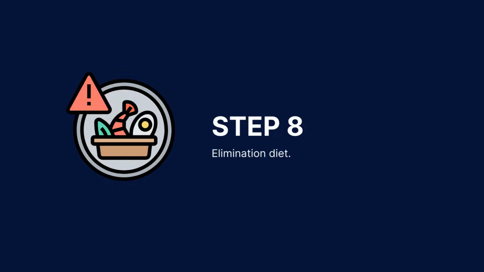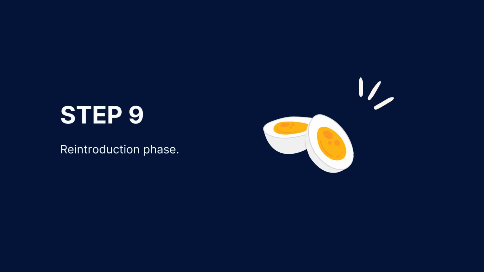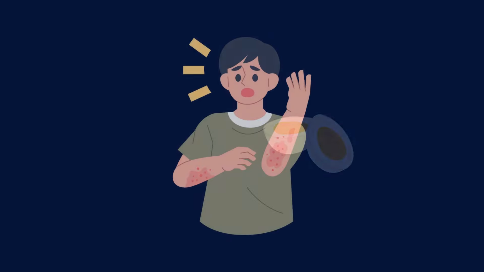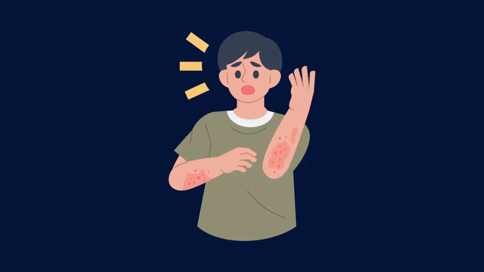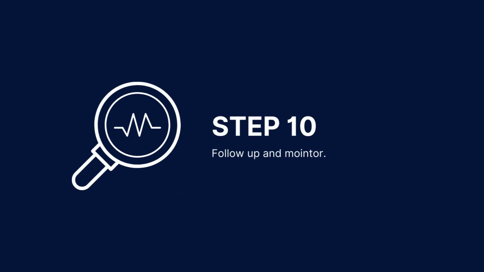Next is elimination diet. Recommend an elimination diet where probable trigger foods are temporarily eliminated. Next is the reintroduction phase. Following a period of elimination, assist the patient with reintroducing the foods one at a time while keeping an eye out for any adverse reactions or symptoms. Next is follow-up and monitoring. Keep in touch with the patient frequently to monitor their progress, talk about any problems, and alter their diet as necessary.